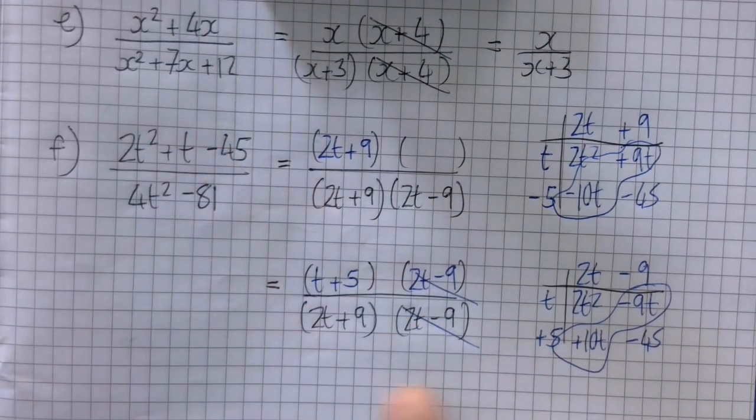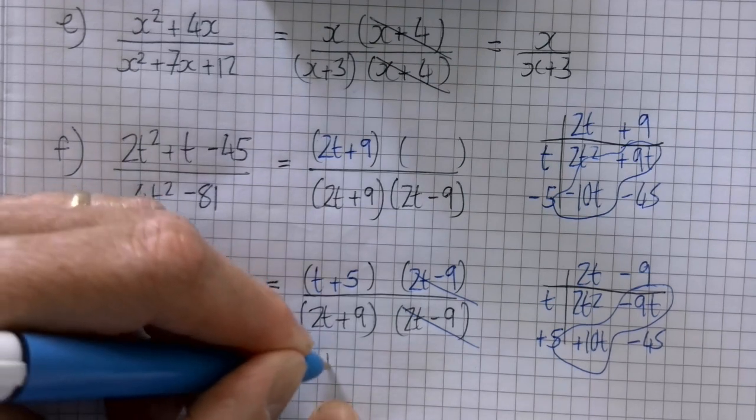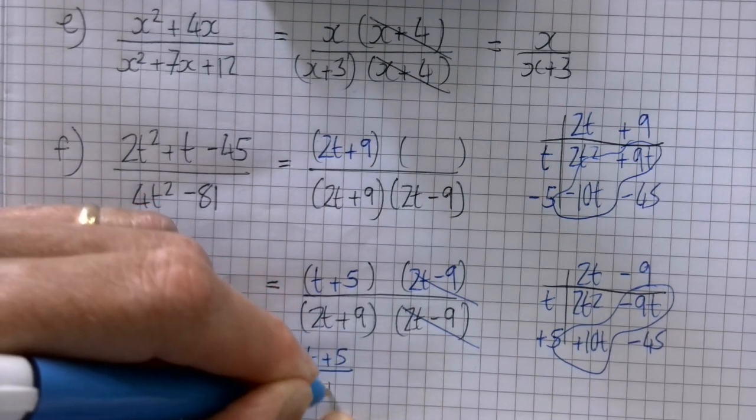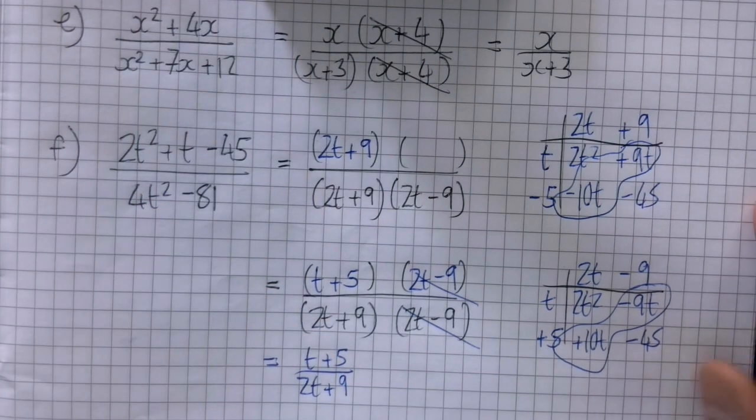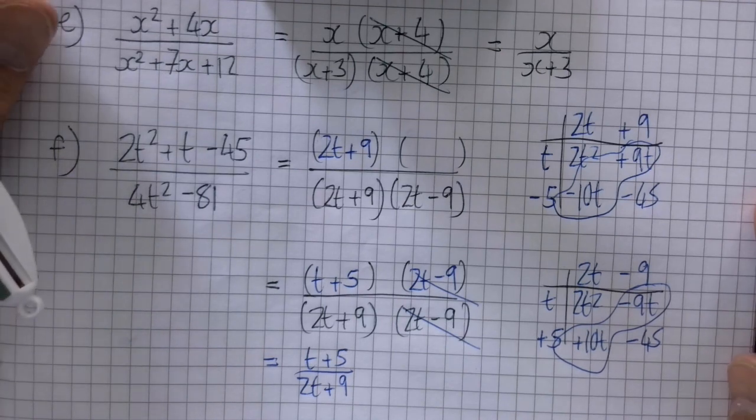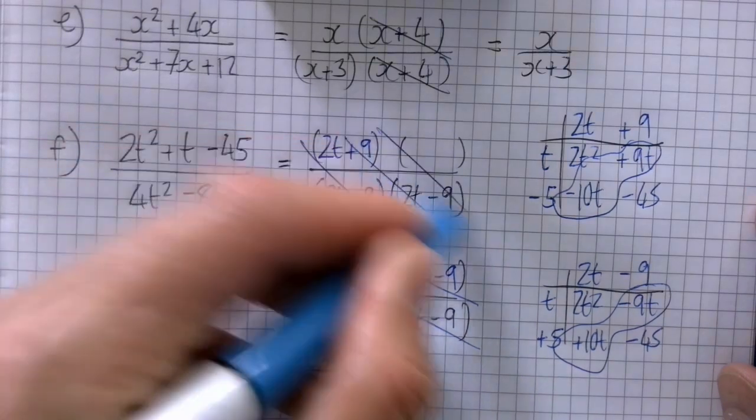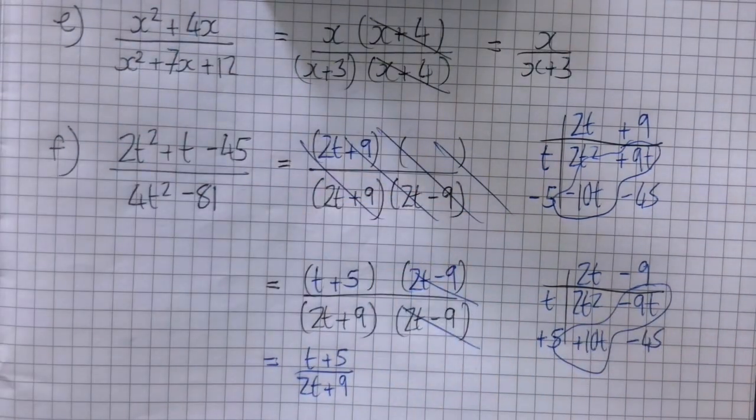Those cancel out. So I'm left with t plus 5 over 2t plus 9. Tricky. Yeah, I'm not pretending it's easy, but yeah, tricky. That was the correct way, and well done if you got somewhere with that.